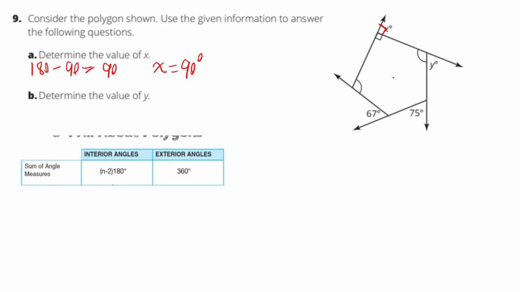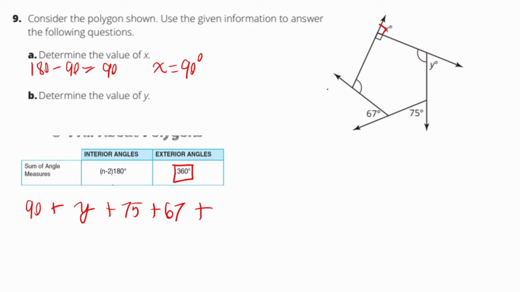So we got one down. Now we need to figure out what y is, right? Well, we have to use this idea here. It's the sum of the angle measures. We have our interior angles, but our exterior angles will always add up to 360. No matter how many sides the shape has, they will always add up to 360. So let's do that. We know that this is 90, so we'll put 90 plus, then we hit y right here, plus 75 plus 67 plus, this doesn't have a value.